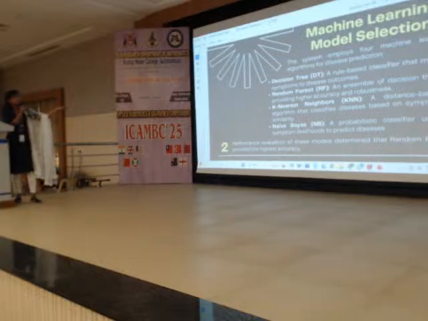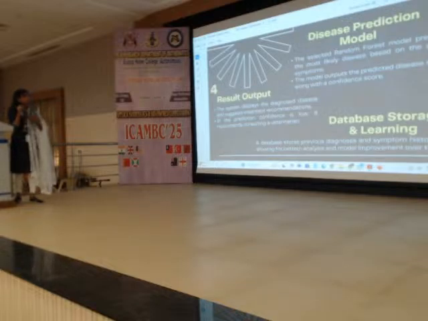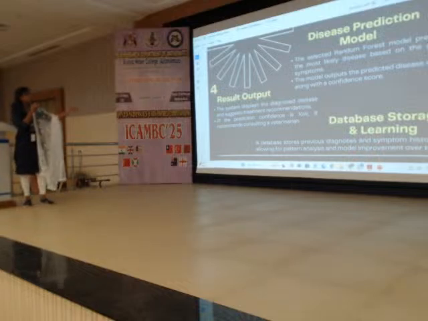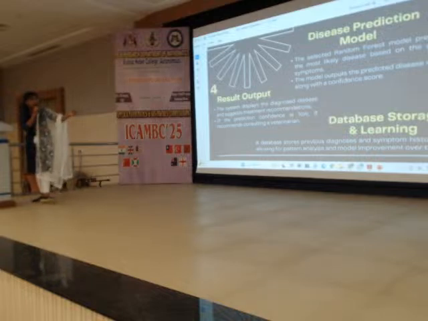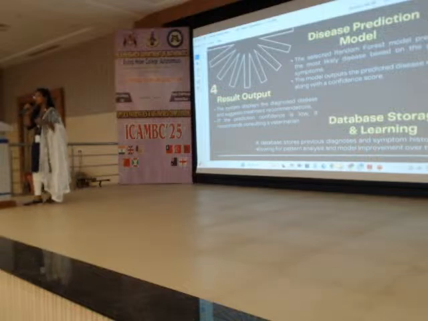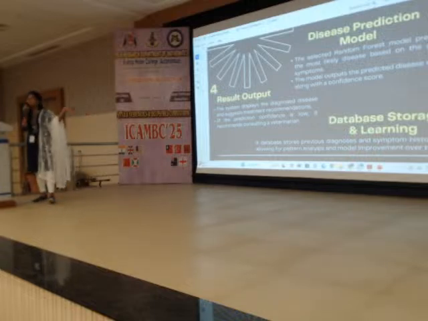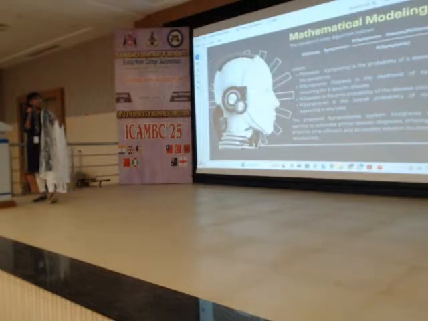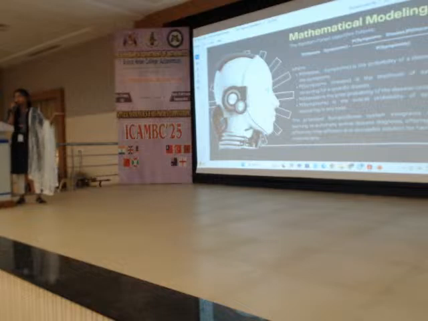These 4 algorithms that I have used, and random forest gives me more accuracy, better than these 3 algorithms. Next slide. After the prediction takes place, the result shows the predicted disease, and the database is stored in a SQL library, which helps to train the model again and again by using the storage of the symptoms that the user enters. Next. Random forest algorithm follows a conditional probability of mathematical modeling.